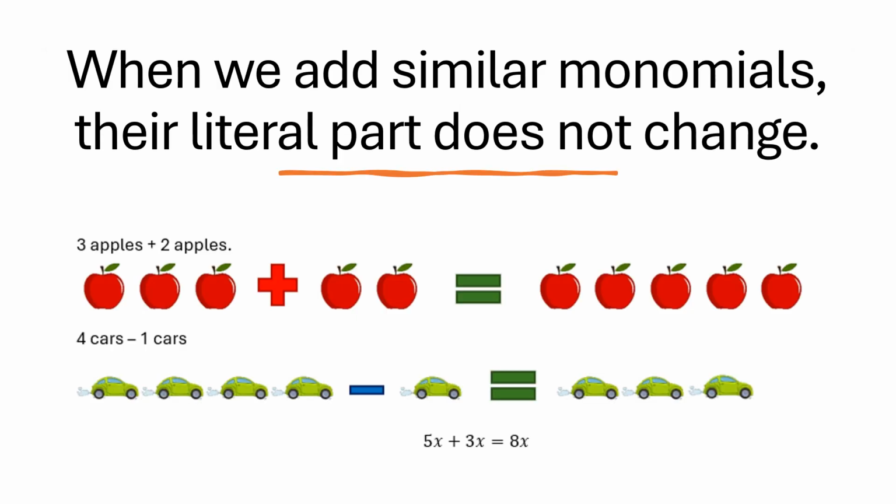So when we add similar monomials, their literal part does not change. I want to remark that we are talking about similar monomials, because if we sum two monomials which are not similar, then the result will not be a monomial. It will be a polynomial, but we will see this in a following video. However, keep this in mind.